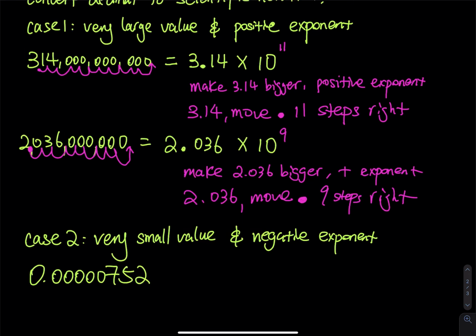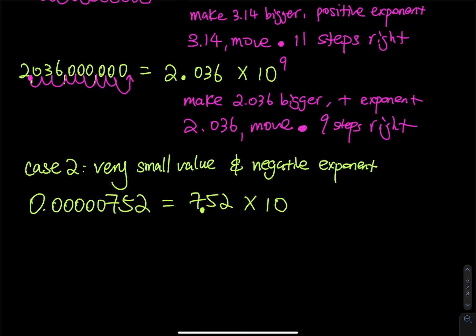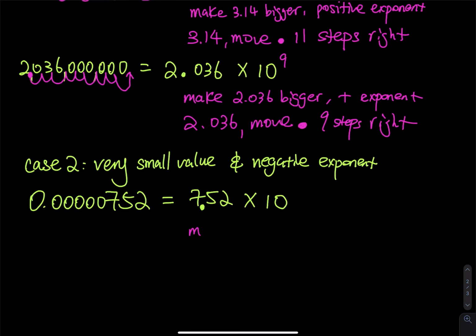How about 0.12345502752? What is the mantissa? The mantissa is 752. Nope. 75.2. Nope. That is not between 1 and 10. The only option is 7.52, not 75.2. 7.52 is between 1 and 10, and then you multiply by 10 raised to some power. Compare the 7.52 and a very small value. Which one is bigger? The 7.52, right? So now your job is you want to make 7.52 smaller. To make a number smaller, you have to use a negative exponent.